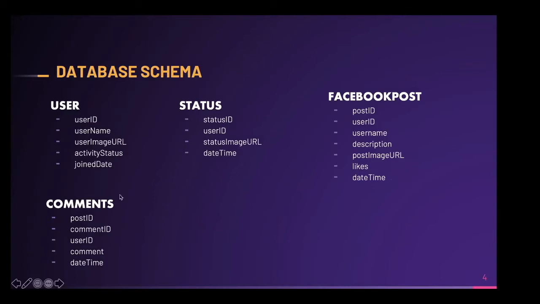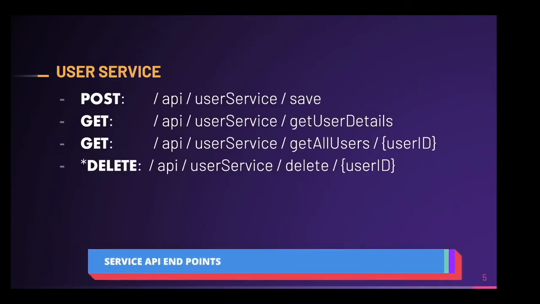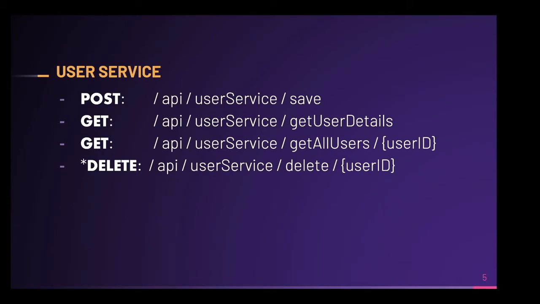And the next and final table that we need for our Facebook application is the comments table, where we will be saving all the comments for a particular post. So I hope you are clear with the database schema by which we will be saving the data into our Cassandra database. Now let's go into the detail about all the services or the REST API endpoints that we need to create.